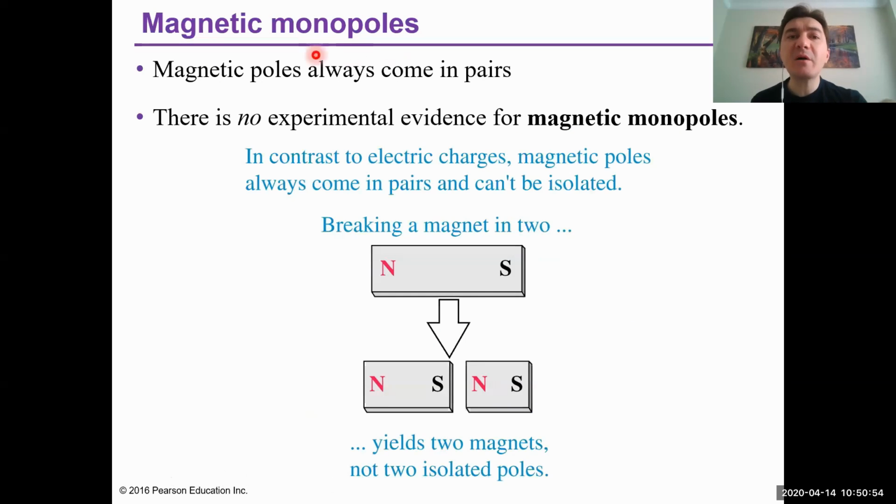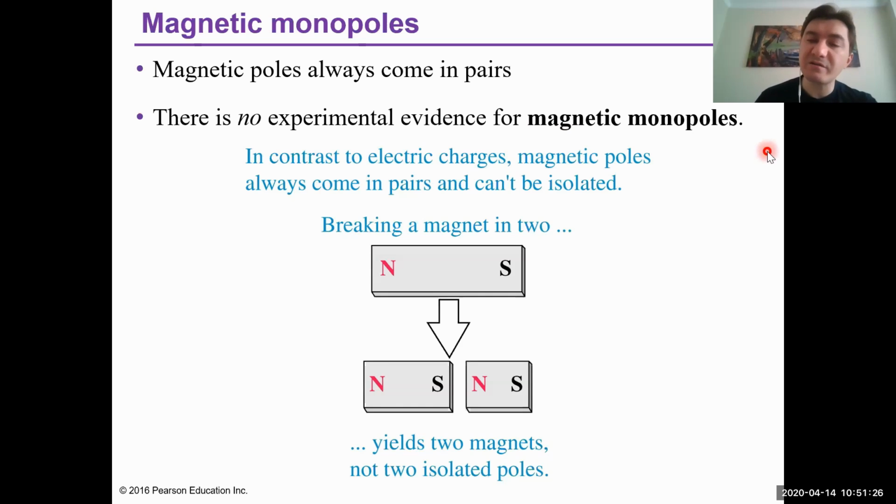So let's talk about magnetic monopoles. In electricity, we have talked about electric poles, electric dipoles, right? The situation is completely different in magnetism. Magnetic poles always come in pairs, okay? Always N and S poles are together. There is no experimental evidence for magnetic monopoles.